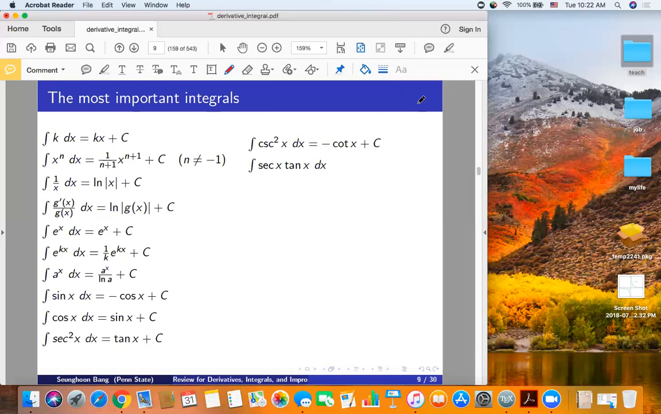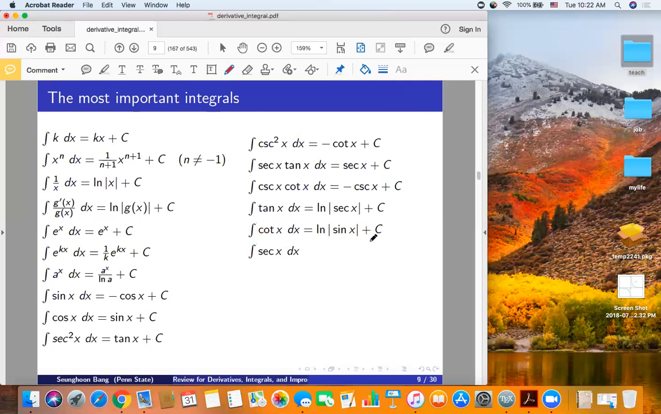Integral secant x tan x dx is secant x plus c. Integral cosecant x times cotangent x dx is negative cosecant x plus c. Integral tangent of x dx is the ln of the absolute value of secant x plus c. Integral cotangent x dx is ln of sin x plus c, but you don't need to memorize cotangent. Integral secant x dx, yes, you need to memorize.